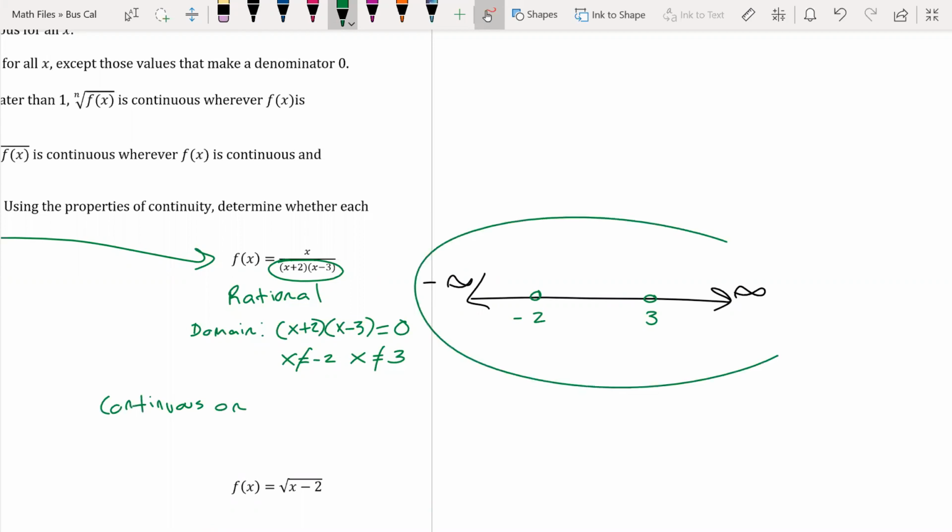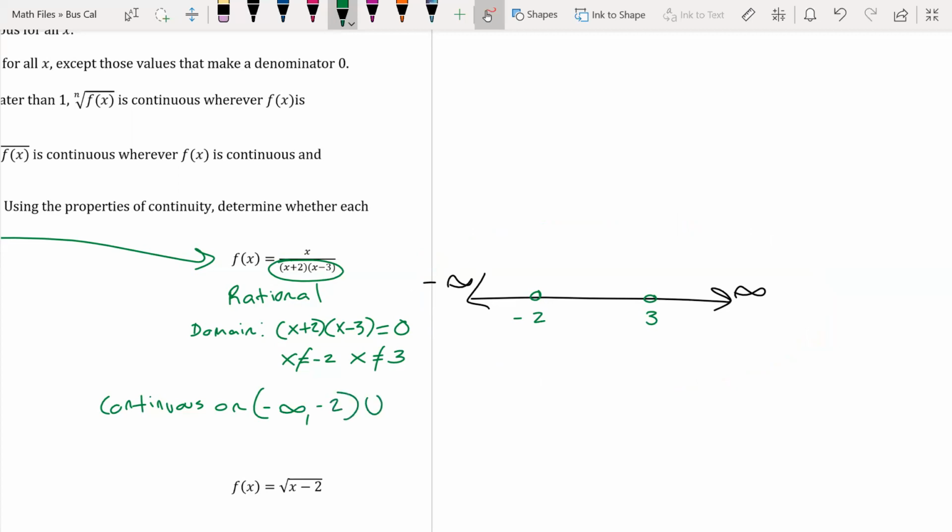continuous on, and when I put this into interval notation, what is the smallest number that we start at? -infinity. And then we come up the number line, but where do we stop? -2. Union, where do we start again? -2. Good. We have to stop, and then we start again at -2, and then we have to stop where? And then we start again at what number? 3, and head towards where? Infinity. There you go.